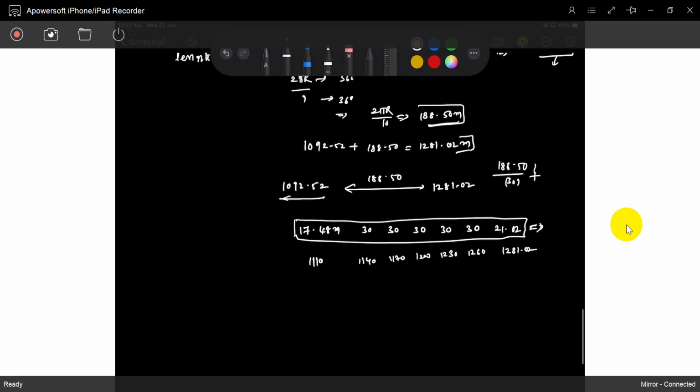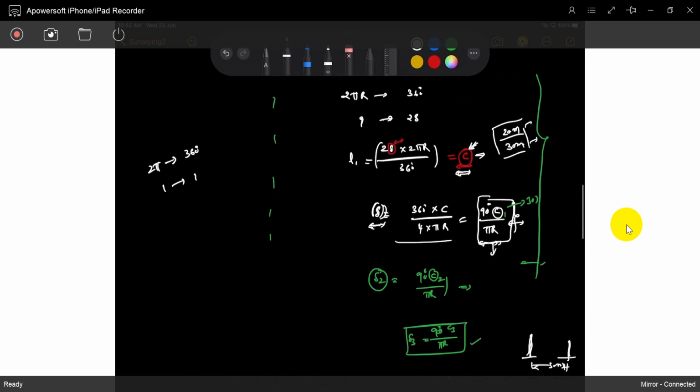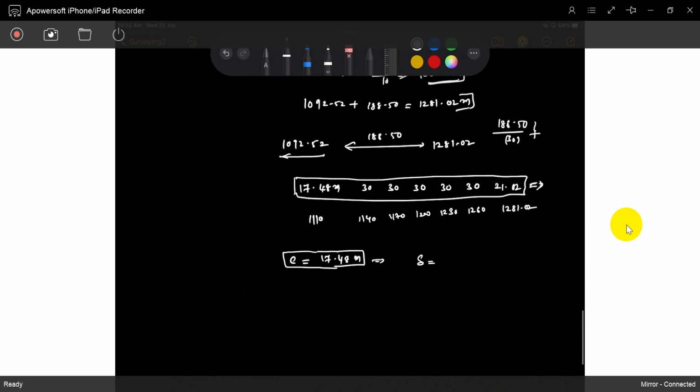Okay, so the first one is C. I will take it as 17.48 meters. Sir, this is not the chord length, this is the length of the curve. So I say, once again, I am making an assumption that the chord length is equal to the length of the arc. So I will take C equal to 17.48. Based on that C, I will find the angle. So what is the angle? I will set it as 90C divided by pi R. Understood? 90C divided by pi R.